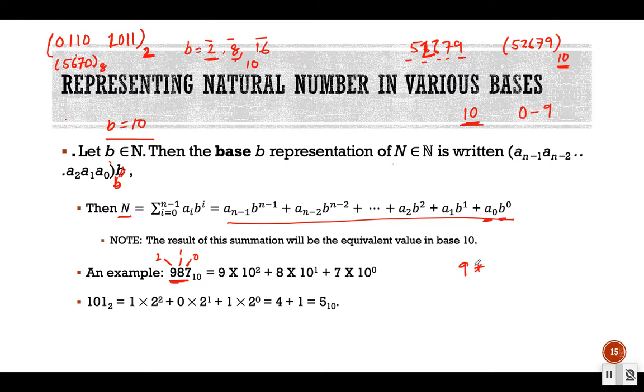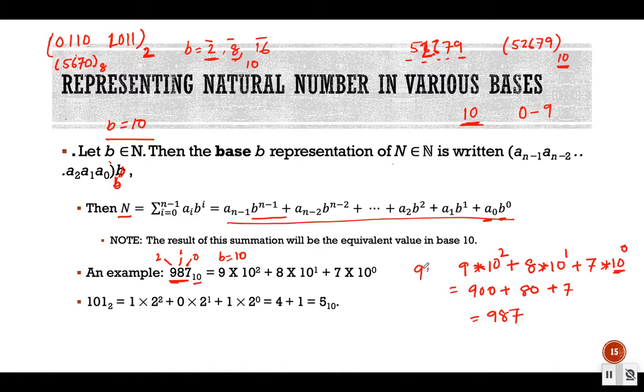9 times 10 to the power 2, so the place is 2, so we are going to represent it like that. B times, where b is our base 10, to the power 2, plus we have 8, place is 1 and base is 10, so 8 times 10 to the power 1, plus 7 times 10 to the power 0. Okay, so that will give me 900 plus 80 plus 10 to the power 0 is 1, so 7, 987.